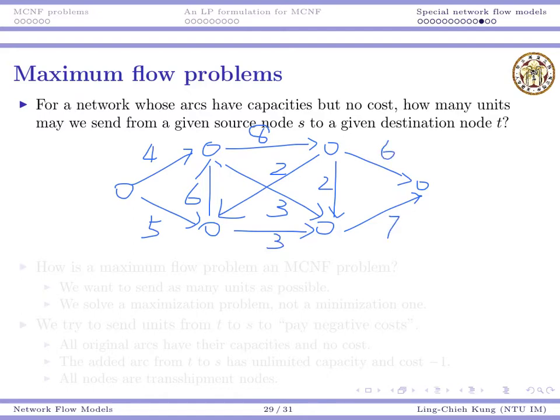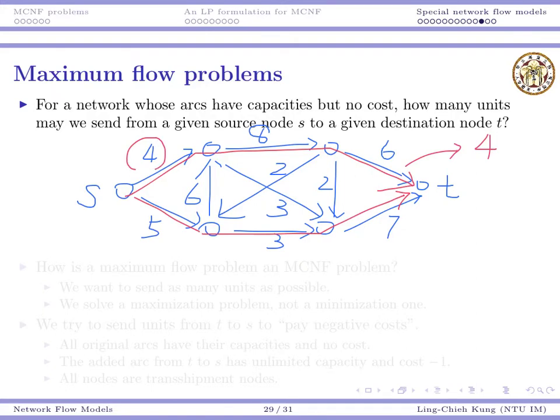Then of course, now we want to ask from S to T, how many units may we send? One possibility is to just send through, for example, like this. Okay, this is one flow, and this is another flow. Then here we can in total send 4 units because there is a bottleneck.